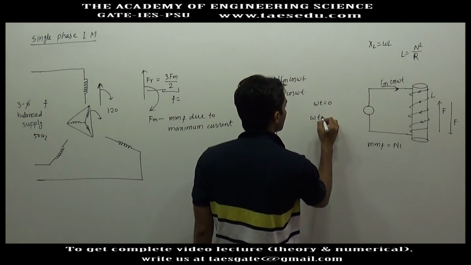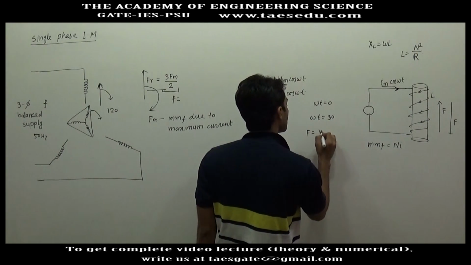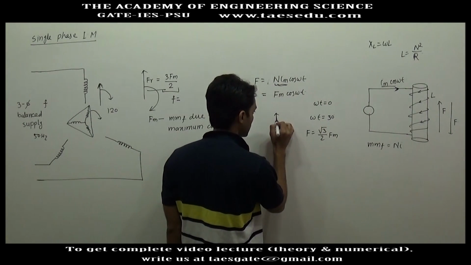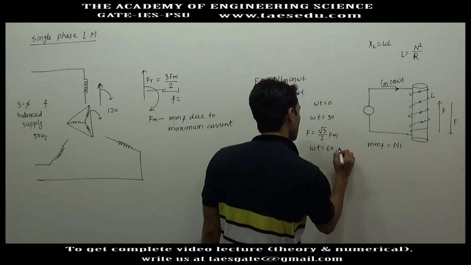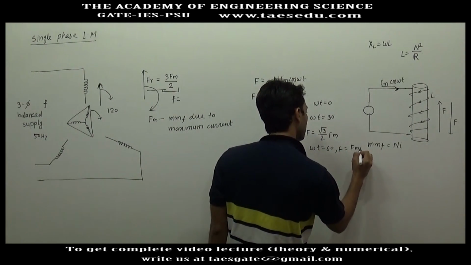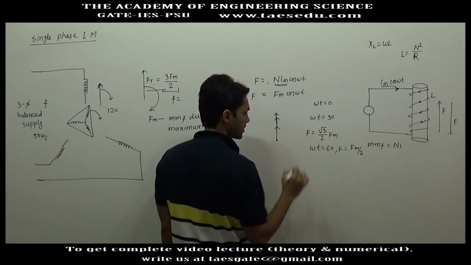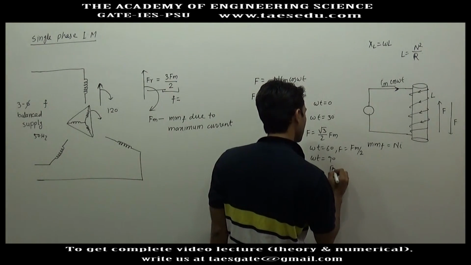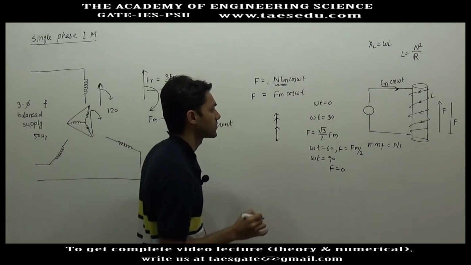If omega t is equal to 30 degree, F will be root 3 by 2 Fm. So this will be the magnitude. At omega t equal to 60 degree, F will be Fm by 2. So this will be the magnitude. Similarly, at omega t equal to 90 degree, we will have F equal to 0. So here will be the point.